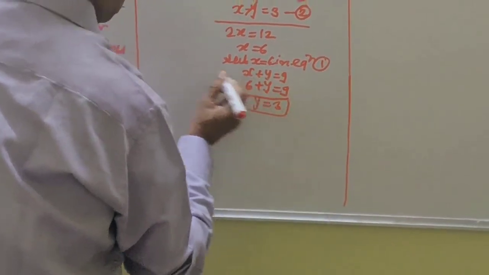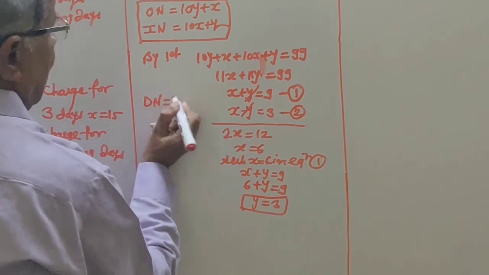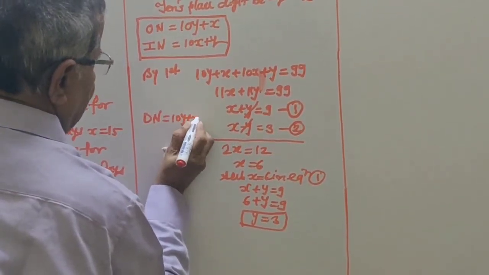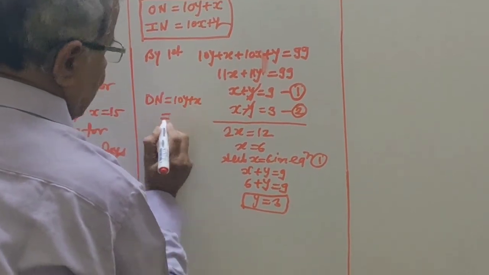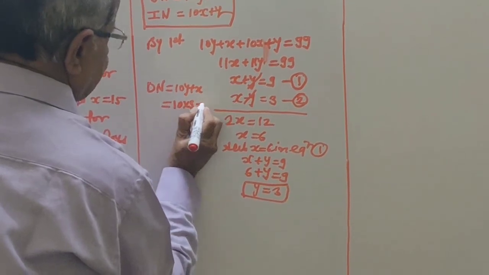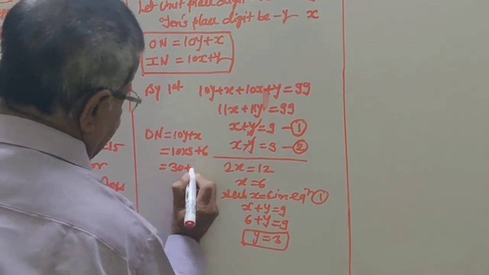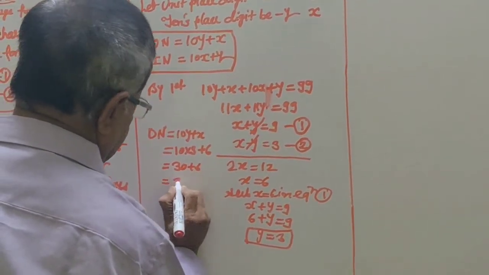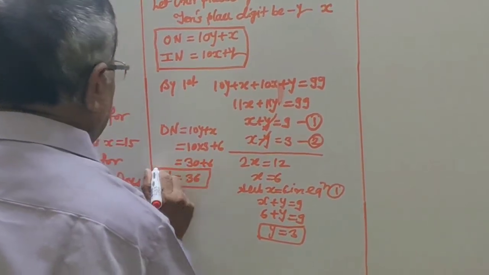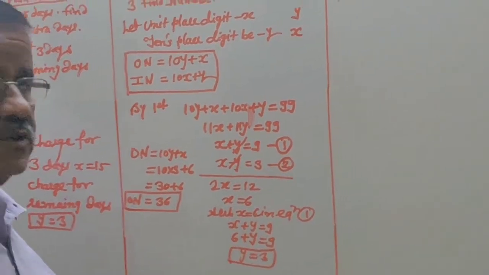Now my original number is 10y plus x. Now I will substitute the values of x and y here, so I will get 10 into 3 plus 6. Therefore the answer for this problem is 30 plus 6, which is 36, the required answer for the given problem. Can you understand this method?